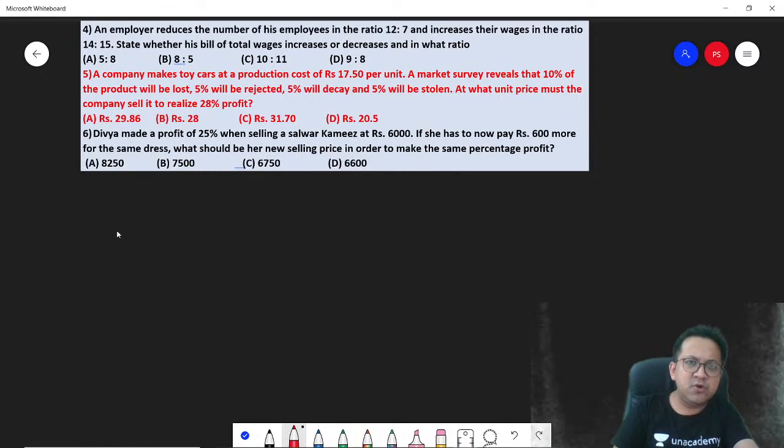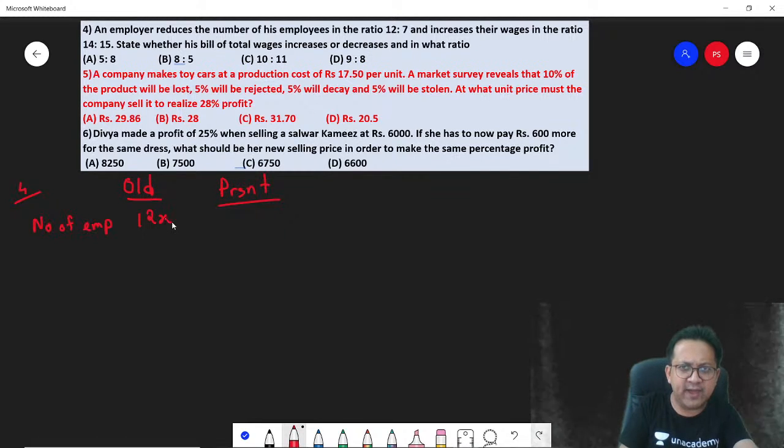An employer reduces the number of his employees in the ratio 12:9 and increases their wages in the ratio 14:15. So can I say old and present? Old and present, correct? So previously, what was happening? The number of employees were in the ratio of 12:7. So it was 12x and 7x. And then what happened to their wages? Previously, their wages were in the ratio of 14 and 15. So can I say 14y and 15y?